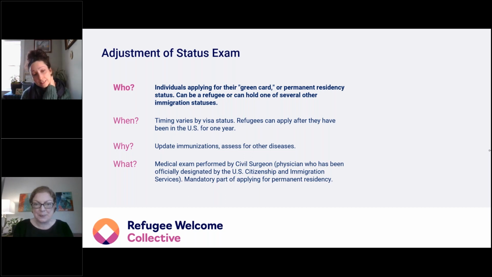The important thing about this exam is it's done by a very specific practitioner here in the United States. It has to be someone who's been designated a civil surgeon by the US Citizenship and Immigration Services, USCIS. It is a mandatory part of applying for permanent residency. People have to pay out of pocket for this generally. It is an expensive exam, so we want to make sure that when they're getting this exam, it's the appropriate timing and it's appropriate for them to get it at that time.